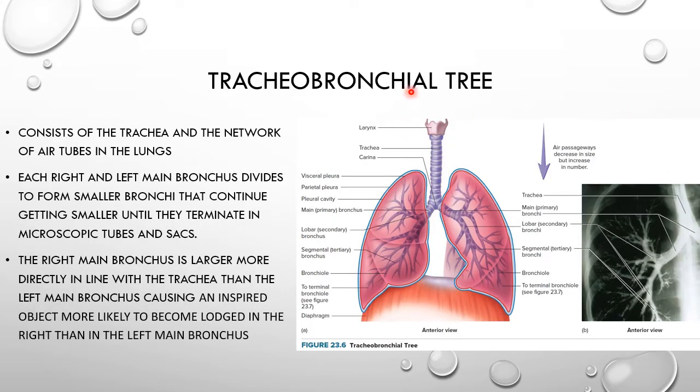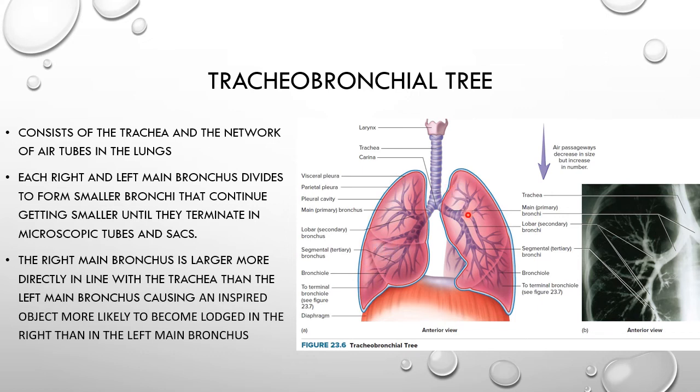Okay, so imagine your tracheobronchial tree. It consists of the trachea, that's why tracheo, and the network of your bronchi, no? Network of air tubes in the lungs. Each right and left main bronchus divides to form smaller bronchi. Ito na yung mga smaller bronchi ninyo that continue getting smaller until they terminate, no, in microscopic tubes and sacs. Okay? So, paliit ng paliit ng paliit.